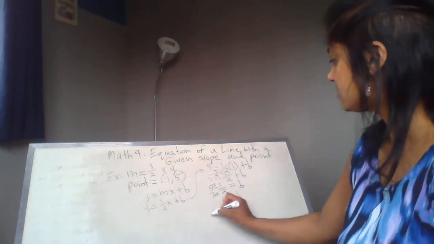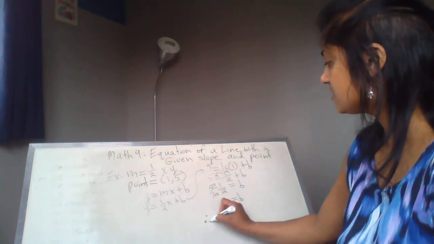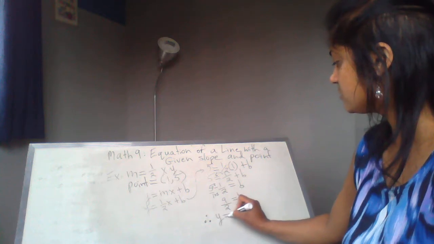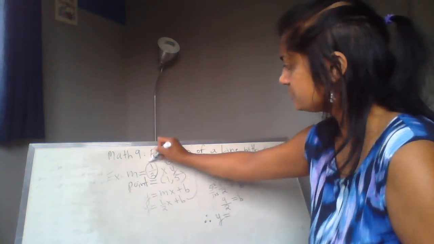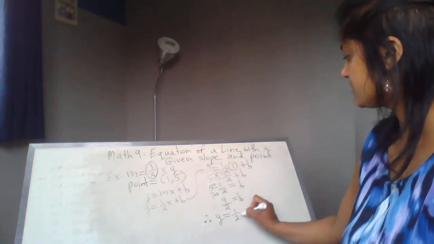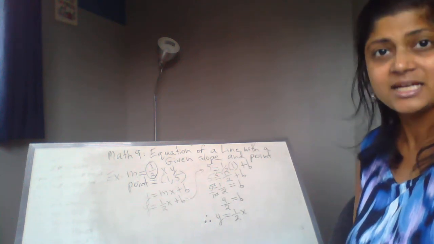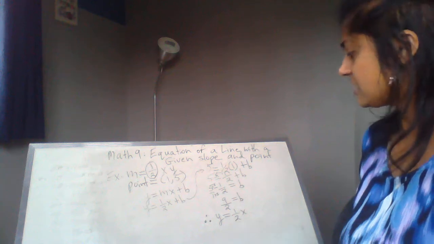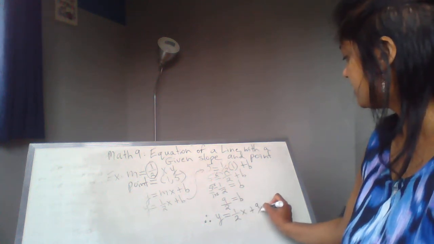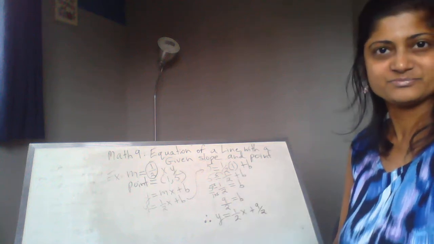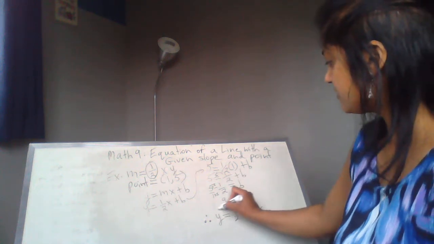And so we're going to write out basically our final equation. I'm going to put therefore y equals whatever my slope was. The slope is 1/2 here, so it's going to be 1/2 x, and then plus b. The b value here we got was 9 over 2. So I'm going to put plus 9 over 2. So this is actually my final answer.